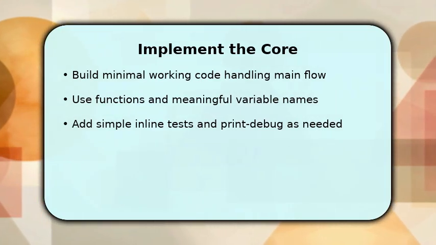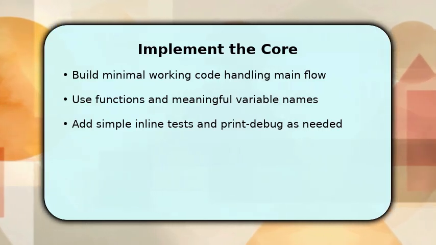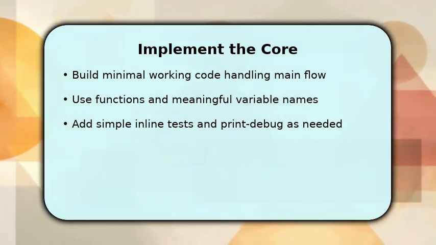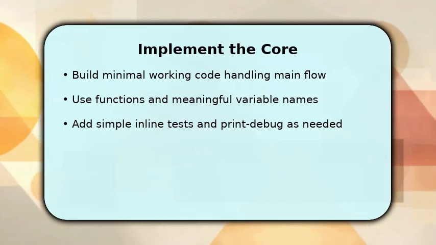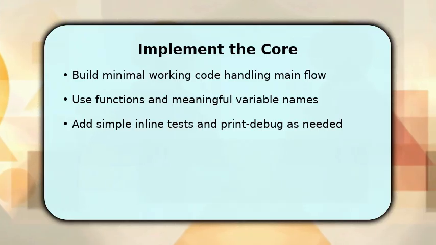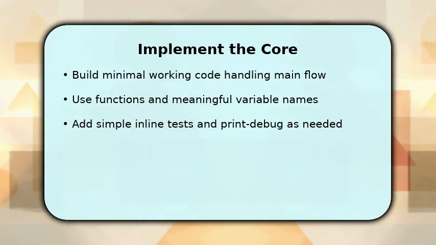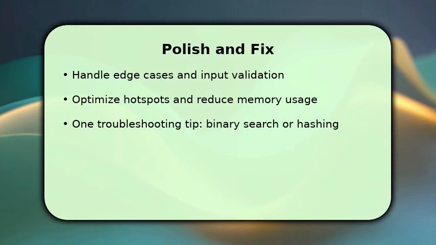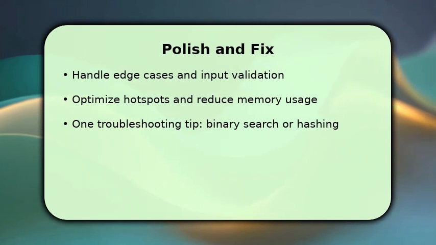Once you have the main path, run simple inline tests and use print debug selectively to verify intermediate states. If performance matters, measure hotspots and replace quadratic steps with linear or log-linear alternatives. You finish by handling edge cases, empty inputs, maximum sizes, and off-by-one errors.